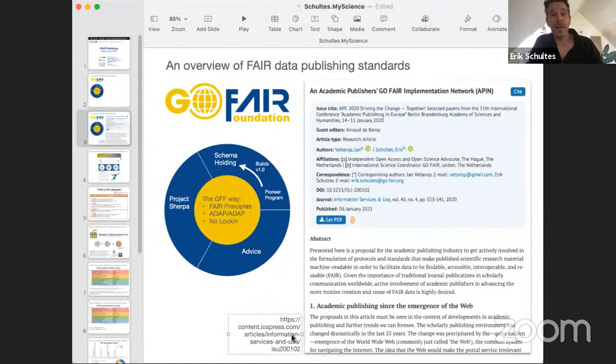One example of how this might work, in particular with regards to the academic publishers, is a recent article that Jan and I wrote proposing that Go Fair forms a new implementation network called an academic publishers implementation network. So you can see from this short article the approaches that we would have in mind for the network of academic publishers to come together and try to make some joint decisions on fair implementations that could enable fair data and services in that business sector.